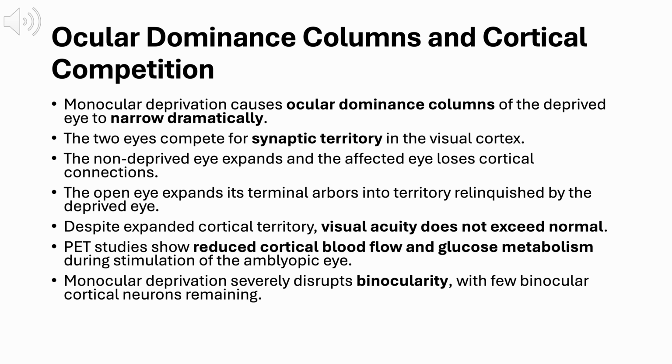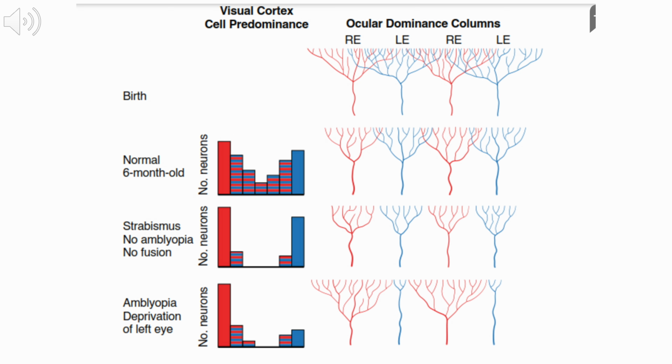Functional imaging reinforces this. PET studies show reduced cortical blood flow and glucose metabolism when the amblyopic eye is stimulated, reflecting reduced cortical engagement. And because monocular deprivation disrupts binocular competition so severely, very few binocular neurons remain. The big takeaway is that amblyopia is not passive loss. It's active cortical reorganization driven by competition. One eye doesn't just fall behind, it gets pushed out.